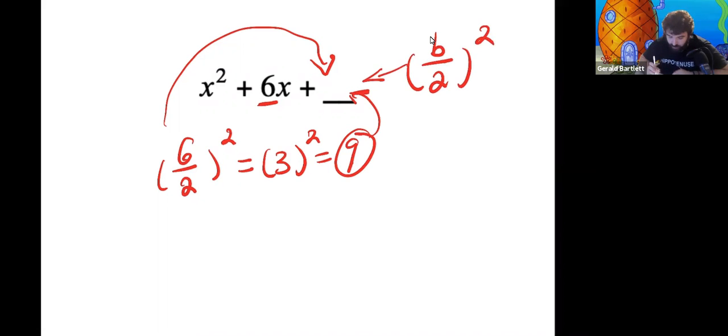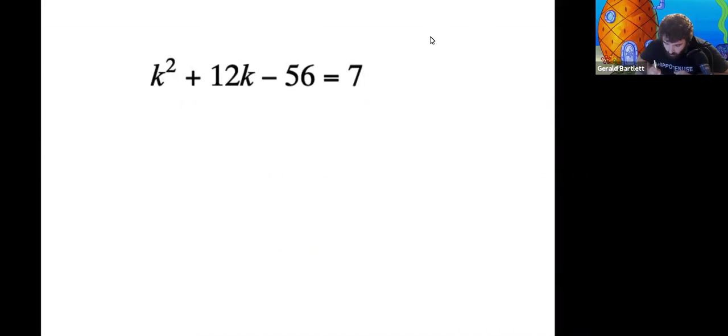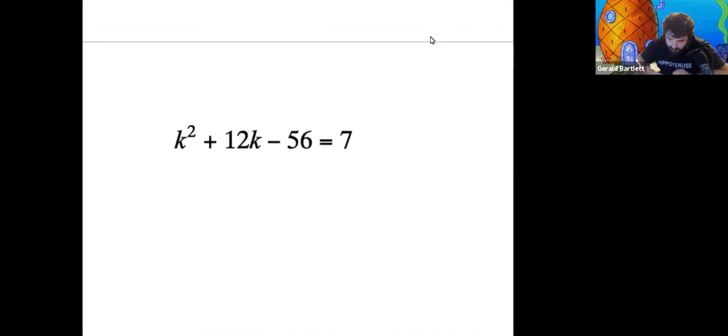Okie dokie. All right. We're going to work one more problem all the way through, full completing the square. We're going to try to take our time and make this as easy to follow along as possible.